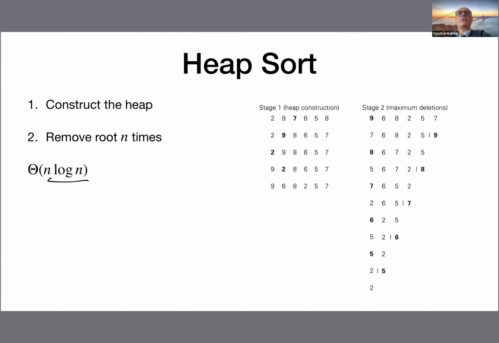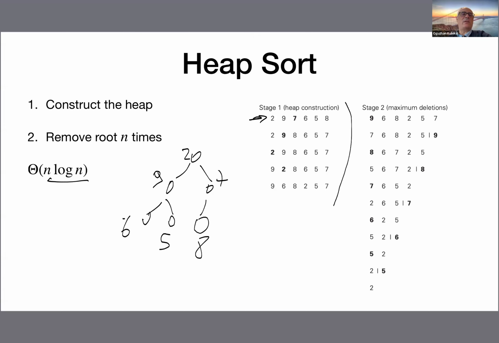So let's do it first. This is the given array 2, 9, 7, 6, 5, and 8. And first I construct the heap. Okay, so this is 1, 2, 3, 4, 5, 6 elements, right? Initially, that is 2, that is 9, that is 7, that is 6, that is 5, and that is 8. And these are my leaf nodes. I will not touch them, but first I will start with these ones.